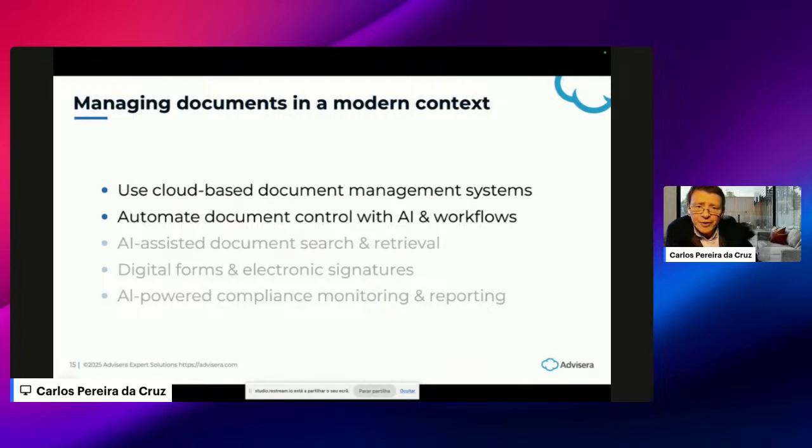And step number three, AI-assisted document search and retrieval. AI-powered search tools help employees quickly find procedures and policies. Even OCR, optical character recognition, converts scanned documents into searchable text. And by the way, let me put this arrow here. This is a great change in how we design, and in how I see, the next generation of procedures.